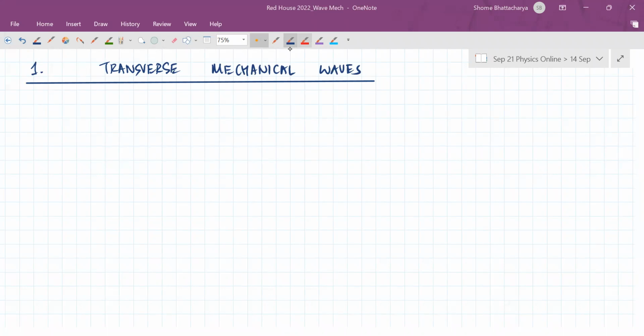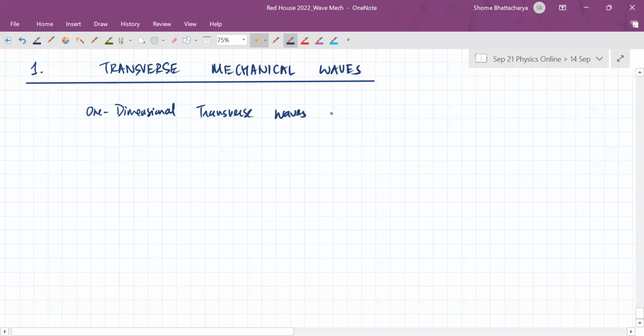Mathematically, our study will be limited to one-dimensional transverse waves on a stretched string. This will be our physical model of studying this.